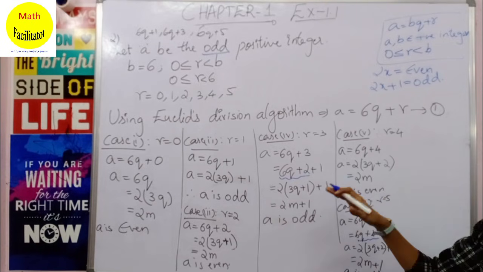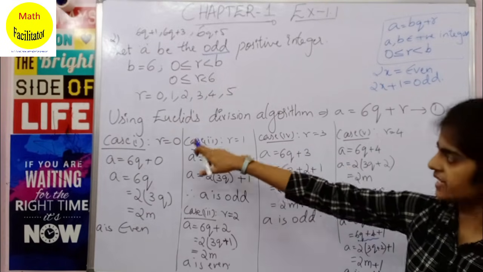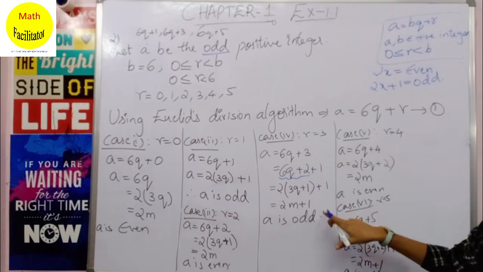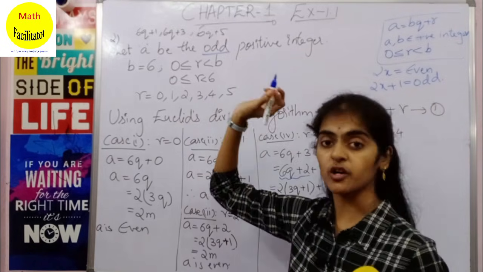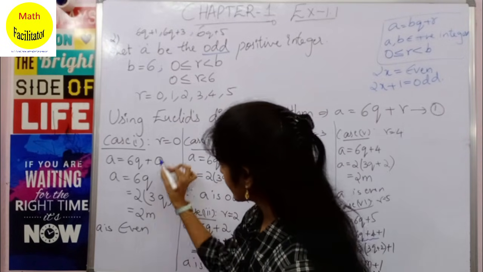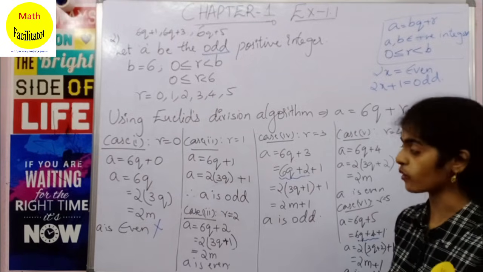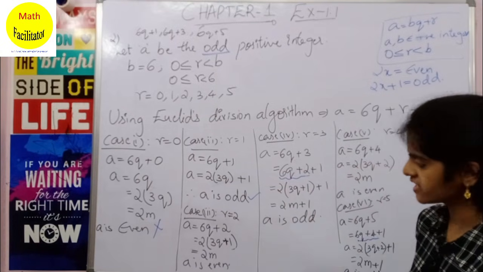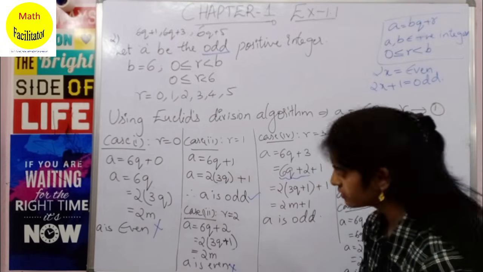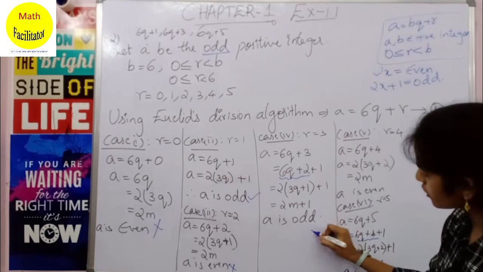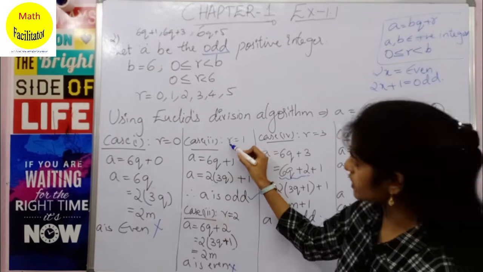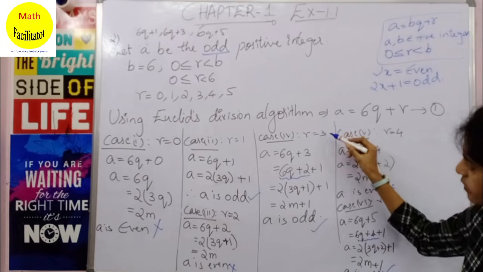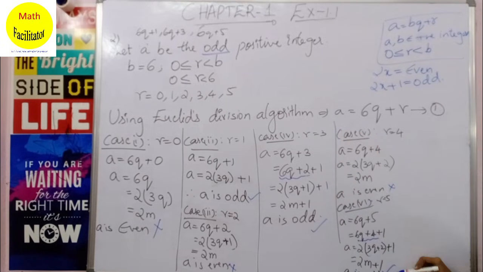Okay, now you have completed all the cases, r equal to 0, 1, 2, 3, 4 and 5, all the cases are finished. Now in the question you want only odd positive integers. Okay, so here in case 1 you got an even integer, so you don't want that. In case 2 you got an odd integer, you want that. In case 3 it is even, you don't want. In case 4 you got odd. In case 5 you got even, you don't want this. In case 6 you got an odd integer. So when r is equal to 1 you got an odd integer, when r equal to 3 you got an odd integer, when r equal to 5 you got an odd integer.